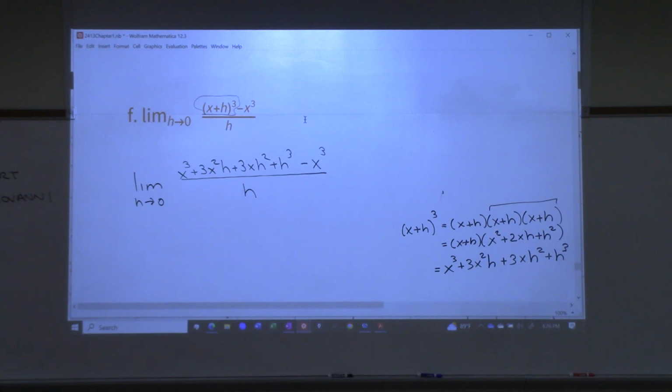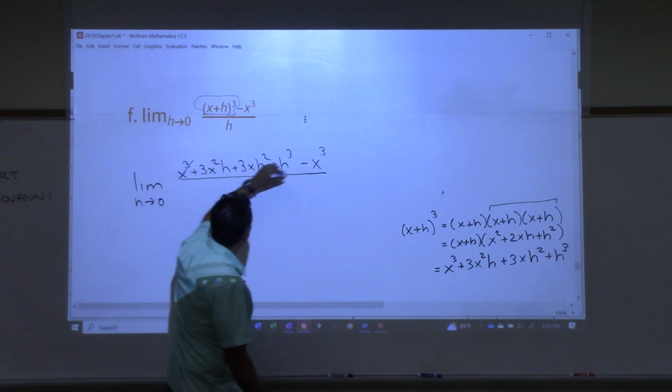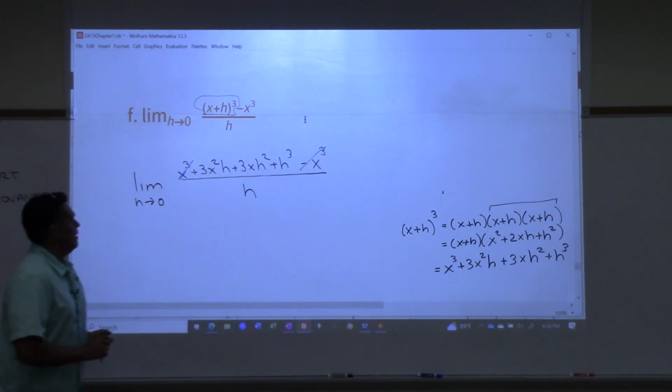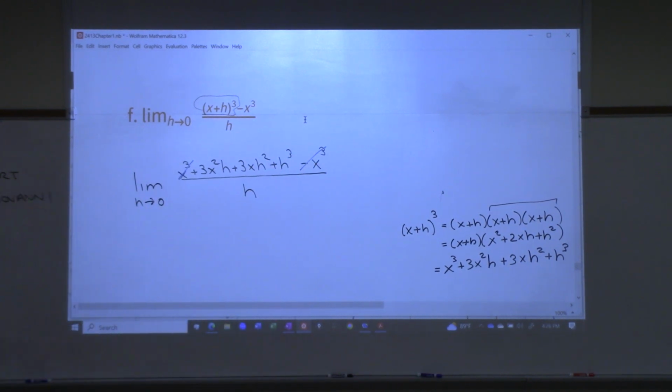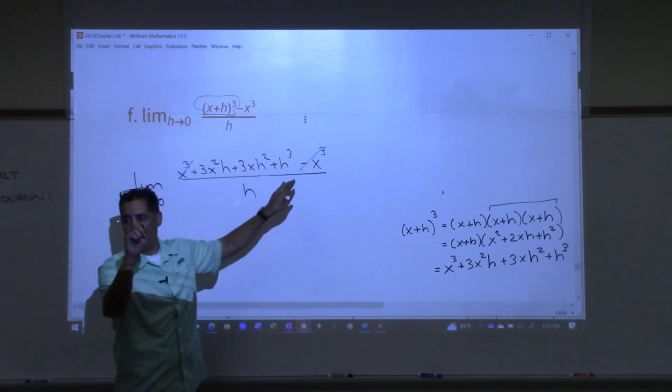And in doing that, do y'all see what happens with the x cubes? They're gone. It's still 0 over 0 right now. But what do you see in the numerator? Yeah, every term that's left has at least one h in it, right?